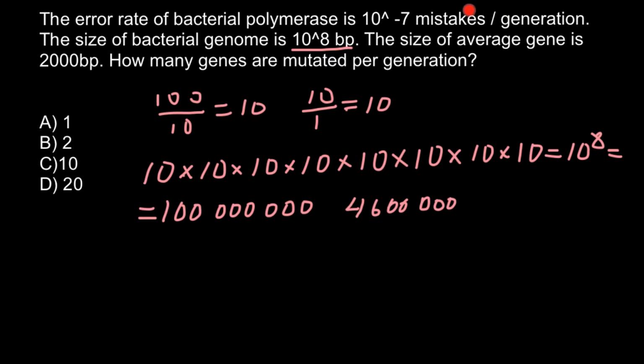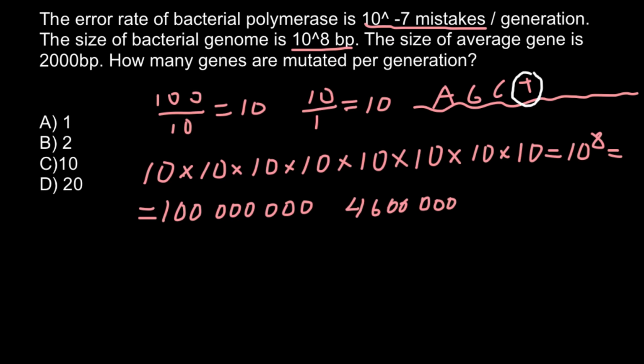So here we have one missing word, and that is: this number of mistakes per single base pair. So for example, here is messenger RNA. We have adenine, guanine, cytosine, and thymine here, and basically this mutation rate should refer to a single base pair, not the whole genome.